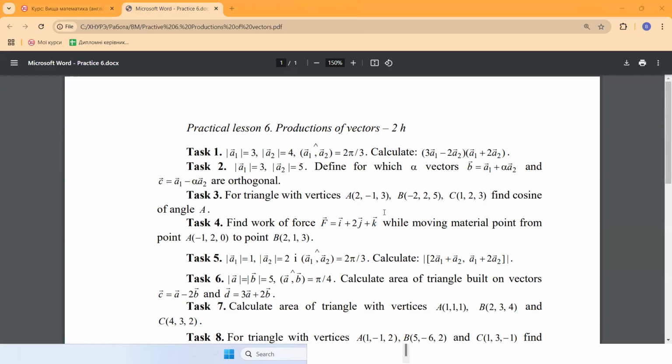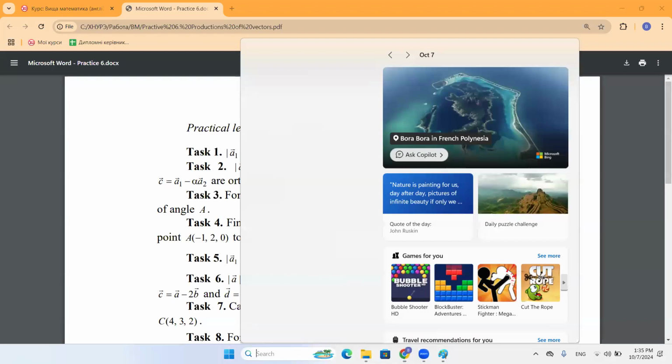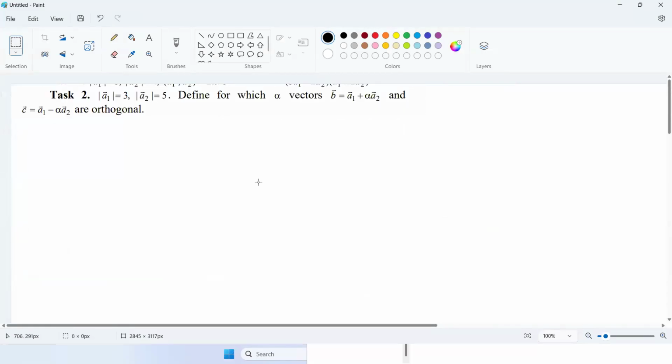Okay, let's solve this task, number 2. How to solve it, by the way? Any ideas? Raise your hands. What do you think about it? What about new people? Maybe Alexander Dolmatov? Any ideas? Actually, I don't have any ideas.